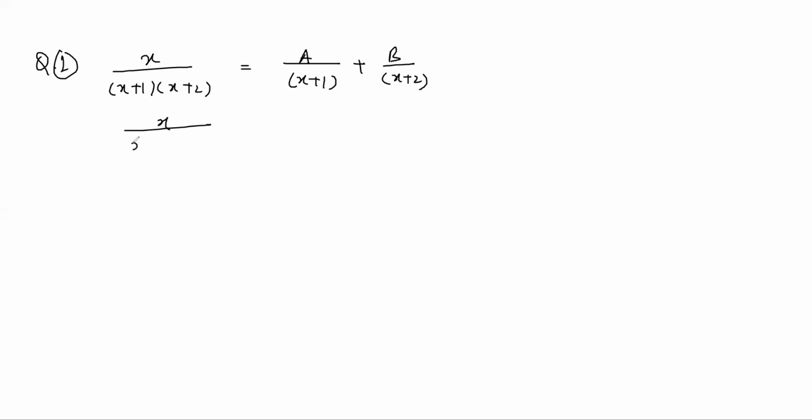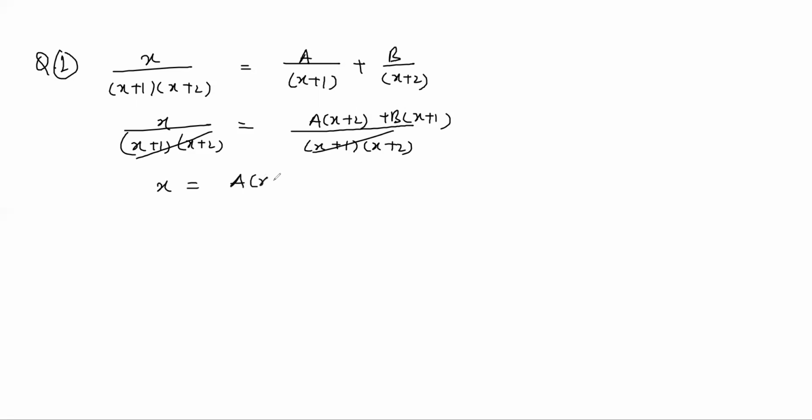Question number one is x upon x plus 1 into x plus 2. You can check by your table that it is a question of the very first variety. So I can write it as a upon x plus 1 and b upon x plus 2. I need to find the values of a and b, right? So these are the steps. I need to take the LCM of x plus 1 and x plus 2. Now it will become a into x plus 2 and b into x plus 1. The denominators will be cancelled out. It is x equals a into x plus 2 plus b into x plus 1.